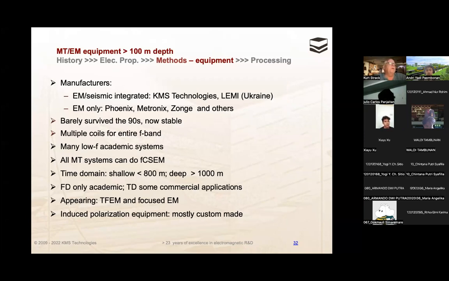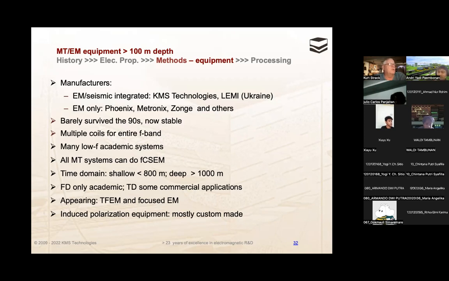Let's talk about equipment. There are several manufacturers. EM Seismic Integrated, which is the company I work for, and Lema in Ukraine, which is one of our subsidiaries. Then EM only, which is mostly magnetotellurics, is Phoenix, Metronics, and Song. They all barely survived in the 90s. It was stable, but at the moment, it's not so stable again. And really, Phoenix is the strongest company. They don't have the best equipment, but they have the best marketing.